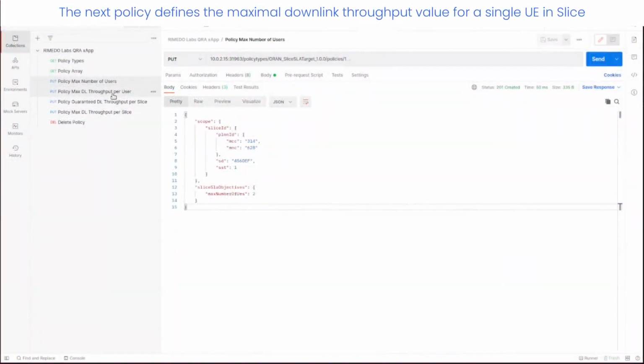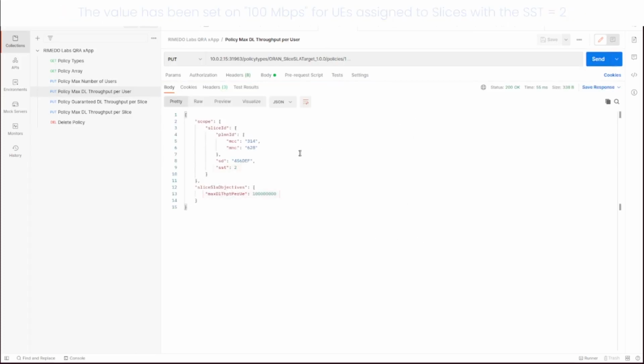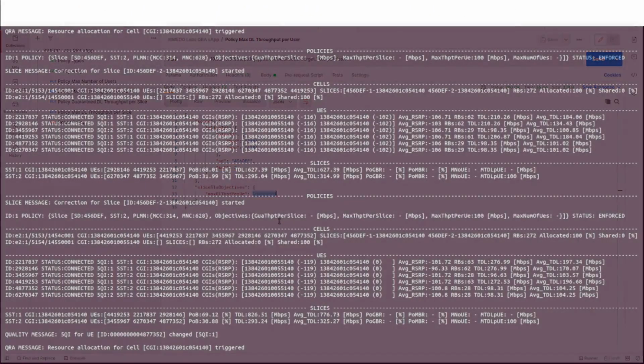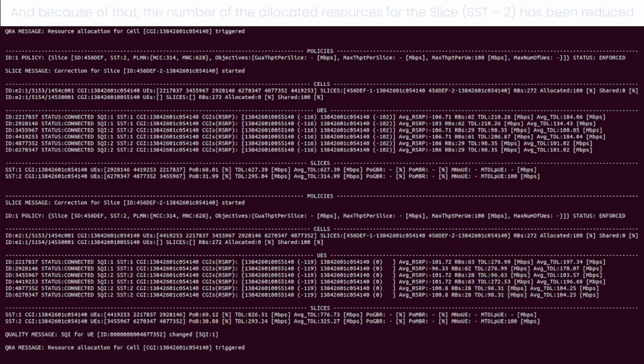The next policy defines the maximum DL throughput value for a single UE in slice. The value has been set on 100 megabits per second for UEs assigned to slices with the SST equal to 2. In effect, the DL throughput of the UEs with the 5QI equal to 2 does not exceed 100 megabits per second. And because of that, the number of the allocated resources for the slice has been reduced.